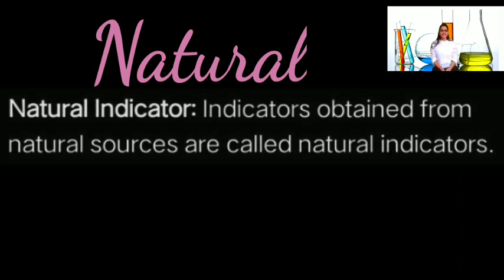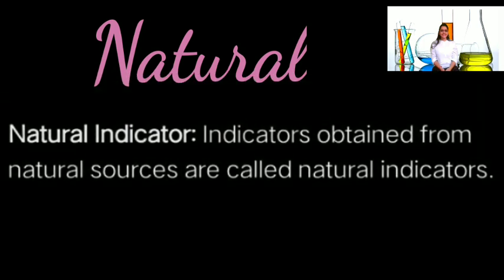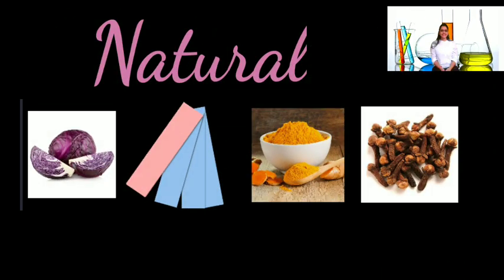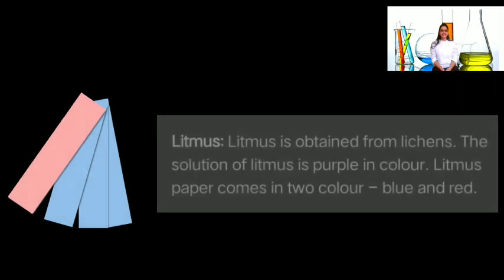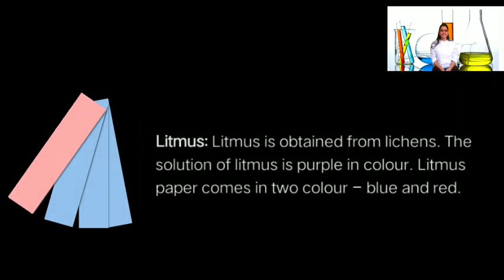Indicators obtained from natural sources are called natural indicators. Litmus, turmeric, red cabbage, China rose, etc. are some common natural indicators used widely to show the acidic or basic character of substances. Litmus is obtained from lichens. The solution of litmus is purple in color. Litmus paper comes in two colors, blue litmus and red litmus.